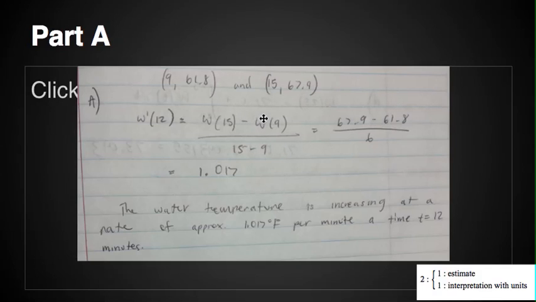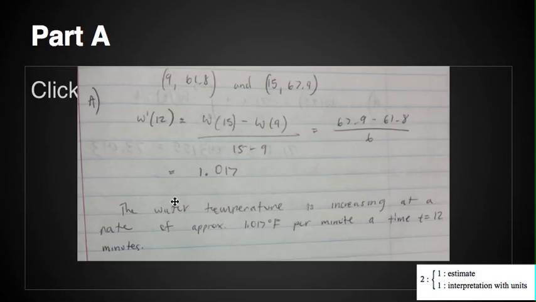So y2 minus y1 over x2 minus x1. So y2 is 67.9 minus y1 which was 61.8, over x2 minus x1, 15 minus 9, and you plug that in your calculator, you get an answer of 1.017. You get 1 point for estimating this answer.